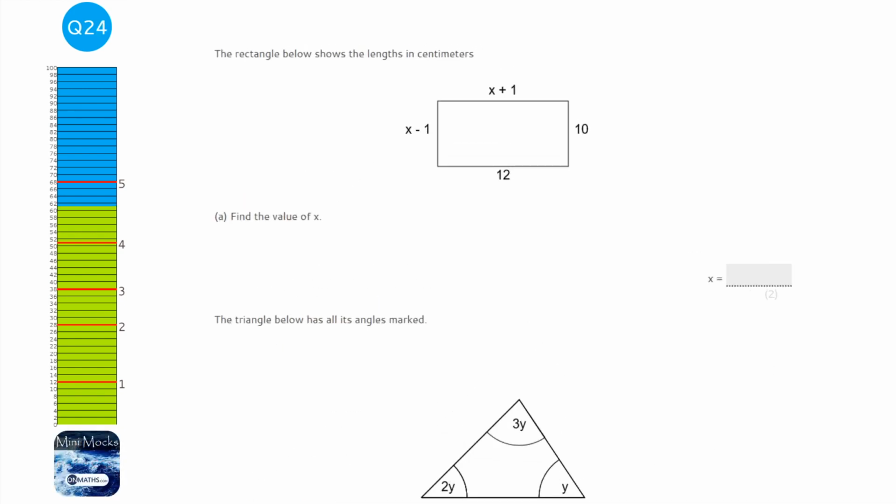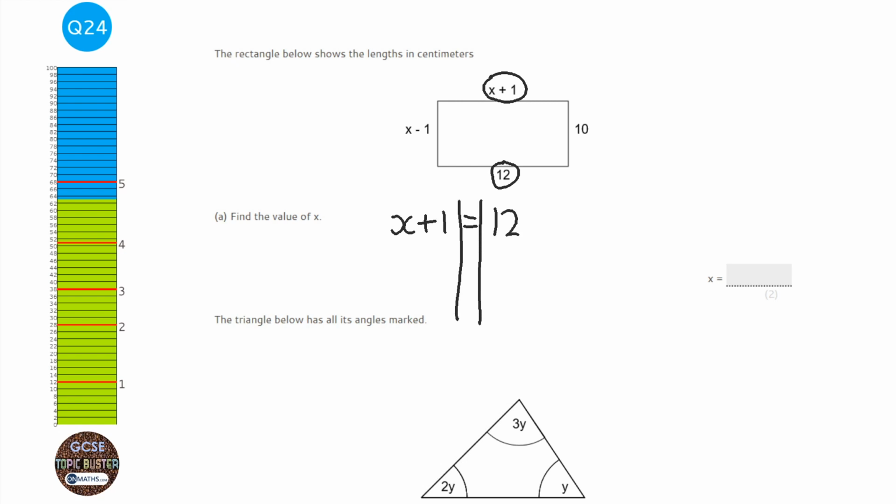Question A seems like a really complicated question, but it really isn't. If you think about what you know about a rectangle, you know that opposite sides of a rectangle are equal. So if you just write down x plus 1 is the same as 12, and then solve it. So what we're going to do is take away 1 both sides. Then x equals 11. So we know that x is 11.